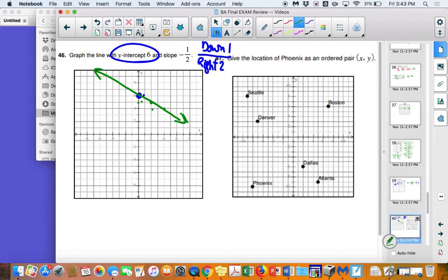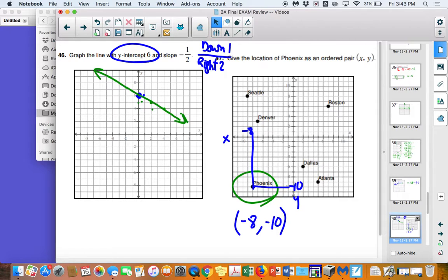All right, then it says, give the location of Phoenix as an ordered pair. Well, first I got to find Phoenix. Oh, here we go. It's a lot easier on paper, somewhere where you can write, because my eyes start swimming at a certain point. That looks like negative 8. And then over here, my dot is hitting at 10, I do believe. Now, the question is which order. Remember, this is x-axis, this is y, so we got to go in that order. Negative 8, negative 10, because we're down. And you should have expected 2 negatives because we're in the third quadrant.